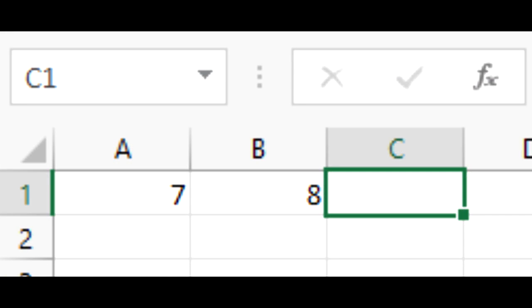Summing between cells in Excel. The sum of A1 and B1 will be done in C1, so the formula filled in cell C1 is equals A1 plus B1, and ended by pressing enter.